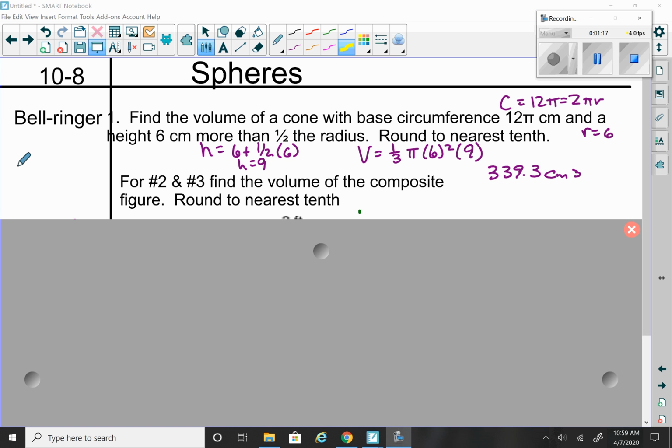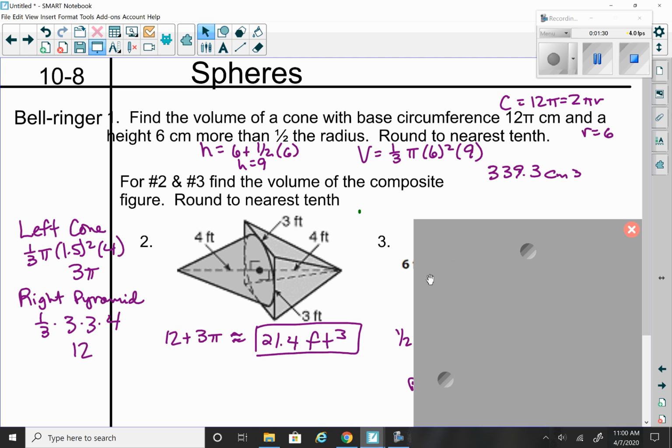So here you can see in number 1, I got a volume of 339.3 centimeters squared. My radius was 6 and my height was 9. Then in number 2, we have a volume of 21.4 feet cubed. Again, the cone on the left was 3 pi, the pyramid on the right was 12. Adding those together, we get 21.4 feet cubed.